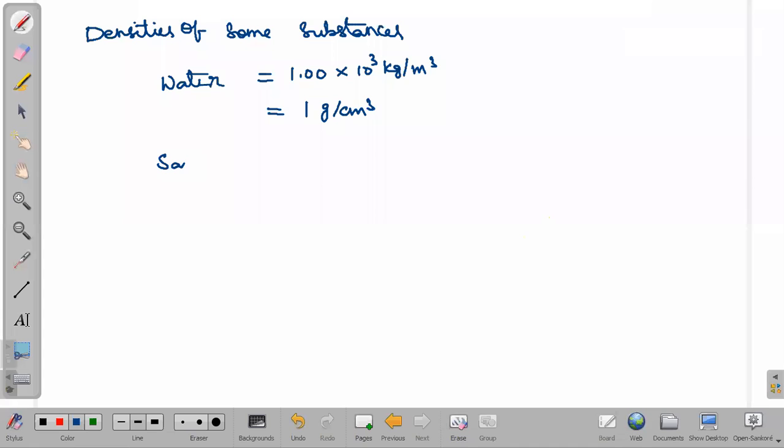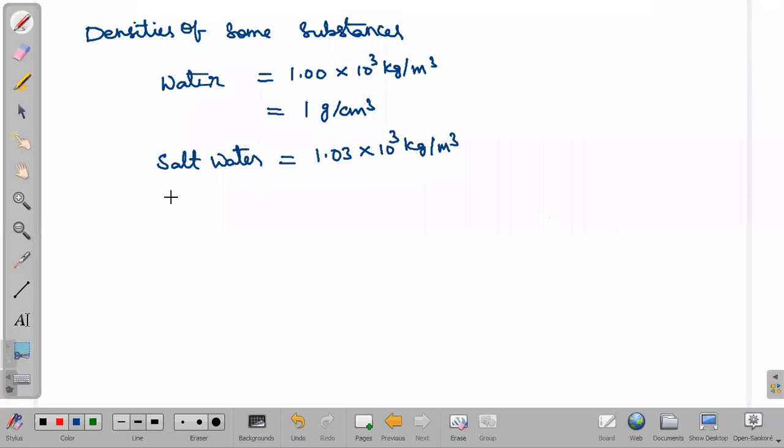And if we write for salt water, we will have a value a little higher than this, 1.03 into 10 to the power of 3 kg per meter cube. Almost the same, a little difference from here to there. So if I multiply this, 1.00 means 1000 it will come, and 1.03 means 1030 it will come. That is the salt water density.